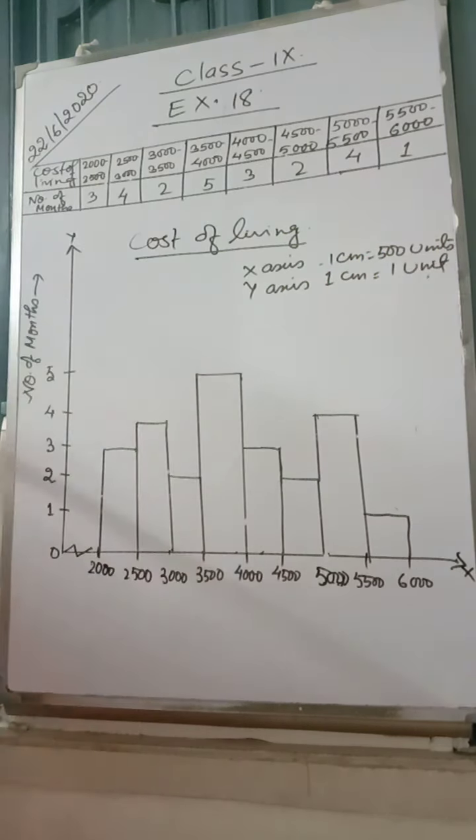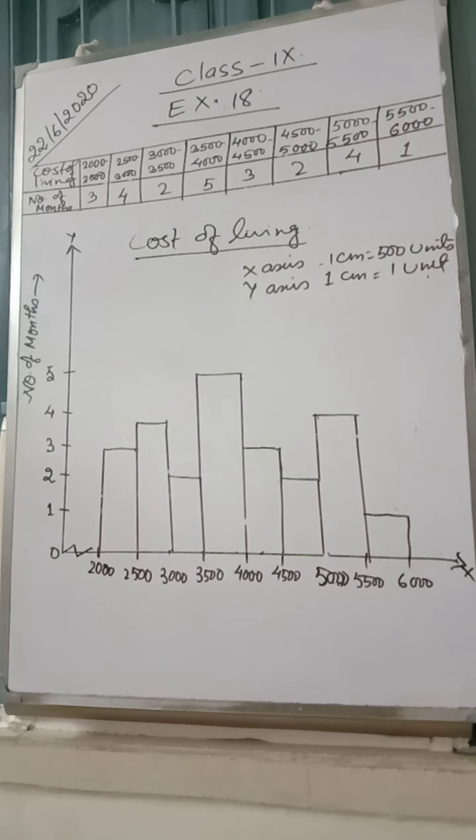So this way we solve the histogram if it does not start from 0. Next day we will be solving the histogram when the class interval is given in inclusive manner or discontinuous class interval is given. So we have to convert it into continuous class interval or exclusive class interval. Then we have to draw the histogram. That we will be learning next day.